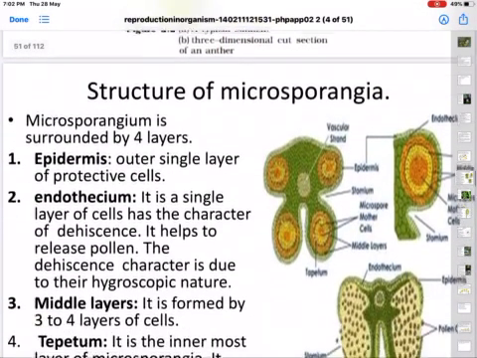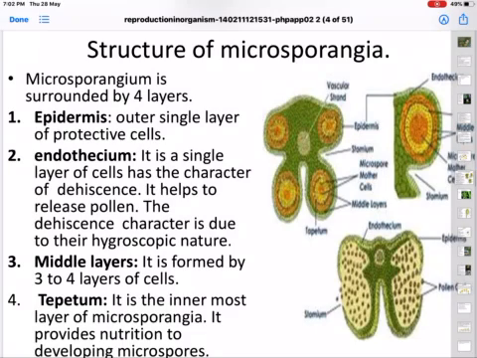Now let's go to the structure of microsporangia. A microsporangium, as you are able to see in this picture, is surrounded by four layers. The outer one is the epidermis. It's a single layer, and its function is to protect the microsporangium. The second one is the endothecium. It's again a single layer of cells.